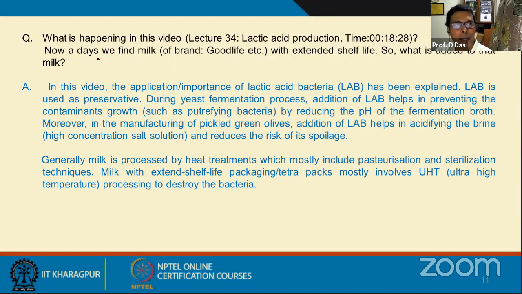Nowadays we find milk of brands like Good Life, etc., with extended shelf life. So what is added to that milk? This is also a good question. Let me tell you that milk is a good medium for the growth of different pathogens, for example Shigella and Mycobacterium tuberculosis. Different types of pathogens can grow in the milk very easily. Milk contains very high moisture content, so it is a very good medium. As soon as the air contaminants come in contact with the milk, they immediately grow and affect the milk quality.